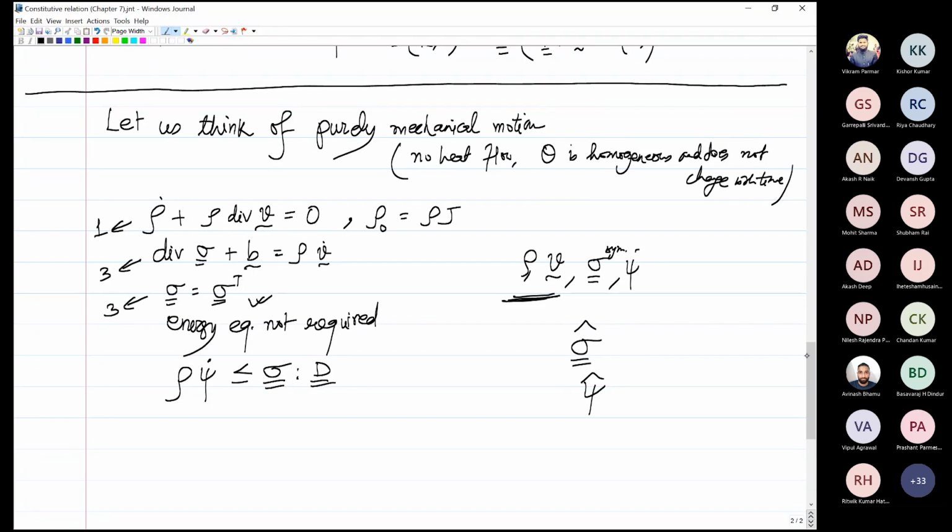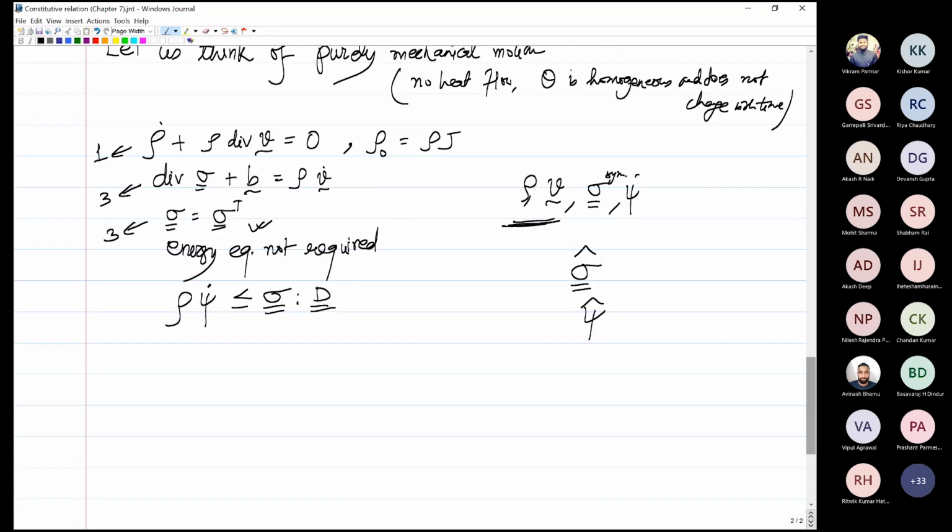And as I said, we'll do a specific case, and it's a purely mechanical motion. So let's think of what is called compressible inviscid flow. There's no viscosity present, it's inviscid, but it is compressible, not incompressible.